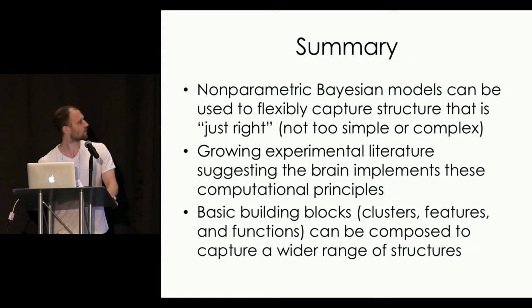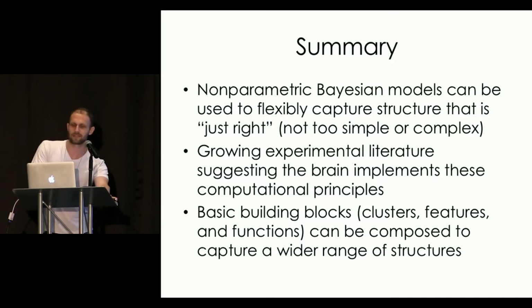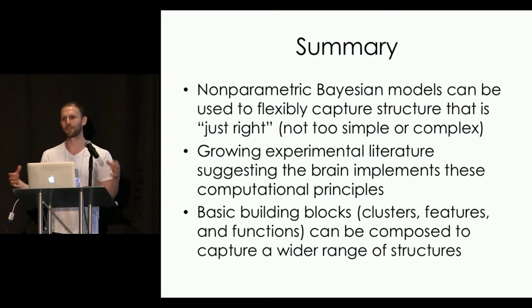All right, so to summarize, non-parametric Bayesian models can be used to flexibly capture many different kinds of structure, and they can try to find the structure that is just right, so not too simple and not too complex. And I've discussed a growing experimental literature that captures many aspects of behavioral data in different domains like social structure learning, motion perception, function learning. I didn't really talk about the neuroscience literature, but Anna's going to go into that a little bit, to the extent that any coherent order can be brought to it.